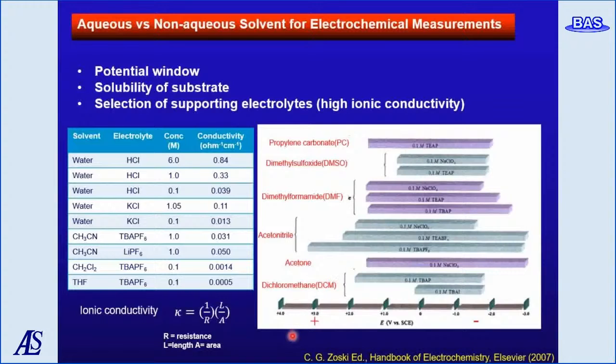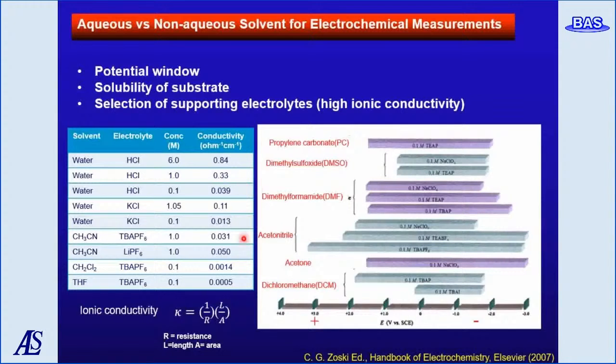Here shows the table for the ionic conductivity in different solvent systems. In water, conductivity is 0.8 to 0.3 Siemens per centimeter. In hydrochloric acid, however, in acetonitrile with tetrabutylammonium hexafluorophosphate, the conductivity is about 10 times smaller than that in water.